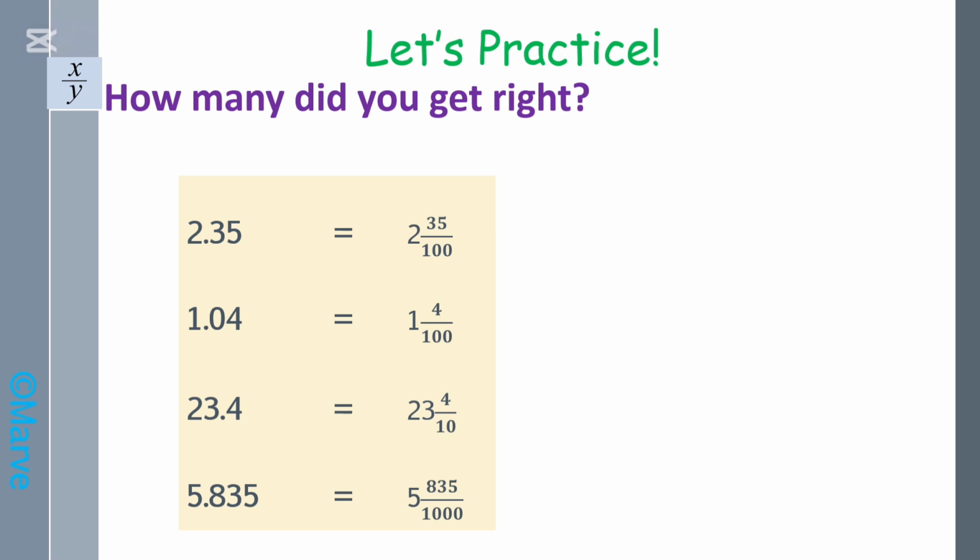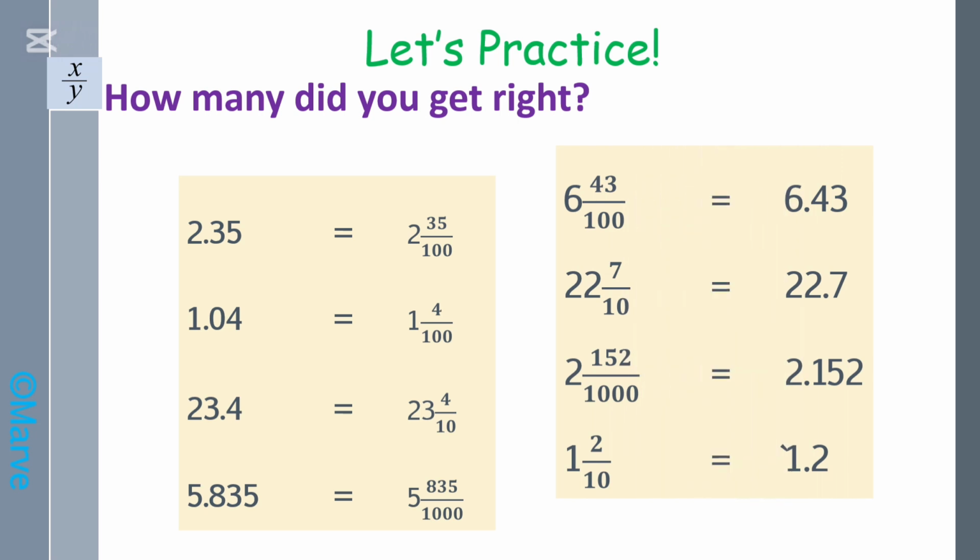Okay. 23.4, 23 whole before the decimal point. So 23 whole and 4/10. Nothing else. 5.83, 5 whole and 83/100. Or we can just say 83/100.